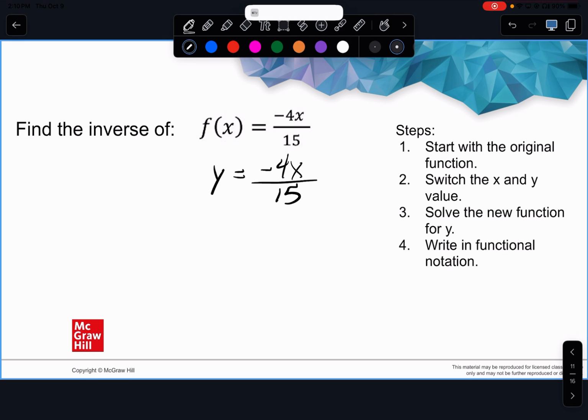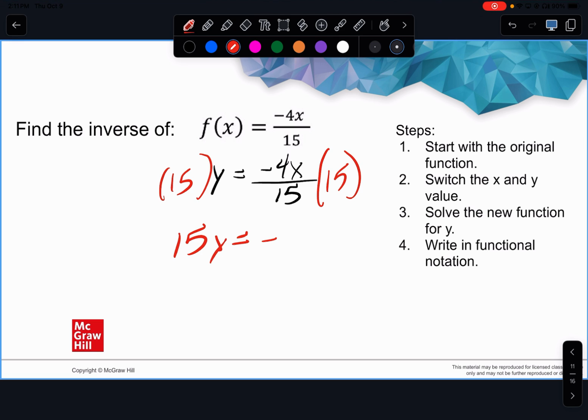Step 1 here. What do I have to do? To isolate the y, what do I do? First step, James, what? How do I undo divided by 15? Times 15. So I'm going to multiply both sides by 15. Just like that. So now I have 15y equals negative 4x. So now I'm taking that x times negative 4. So how do I undo times negative 4? Riley, what do I do?